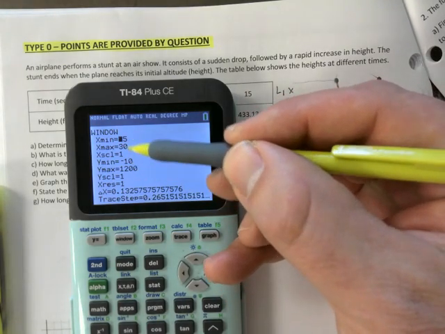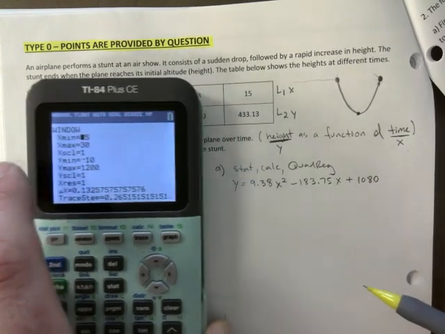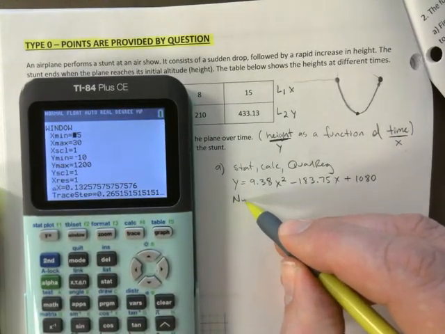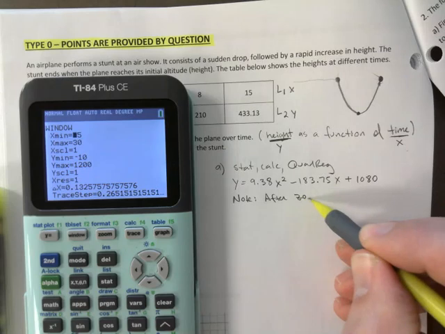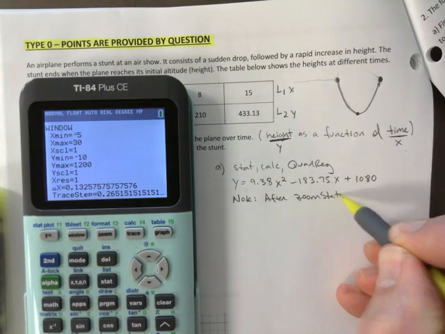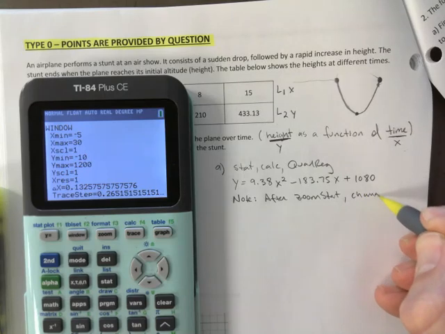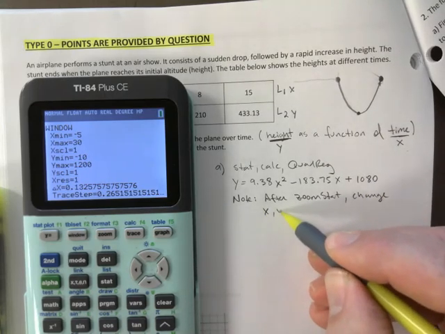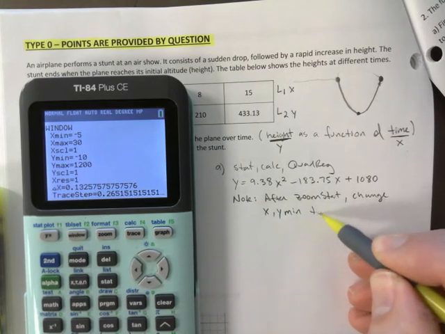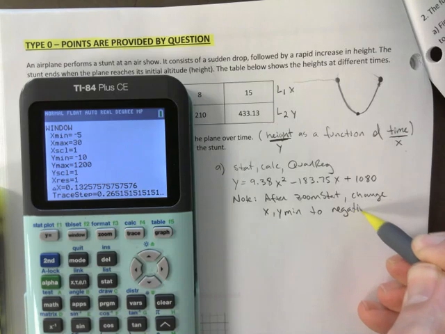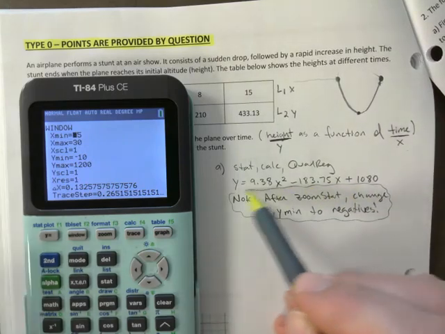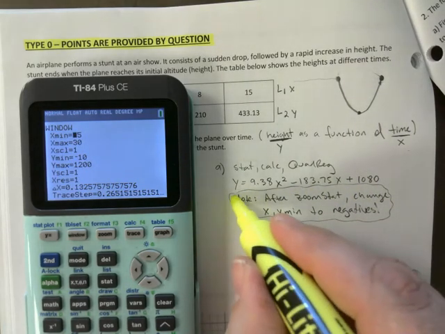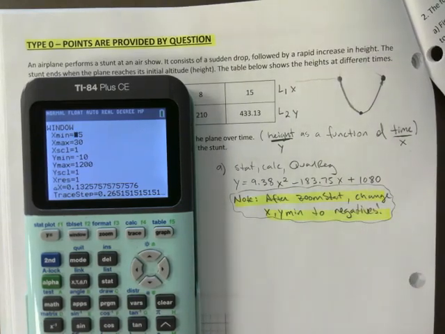So if you wanna look at my window one more time, right? Important thing is make sure, I will make a note here. Note, after zoom stat, change x comma y min to negatives. Okay, I'm just gonna cloud this in. That way you know, if you go through this page, it will remind you, okay, I need to make sure my window is good.